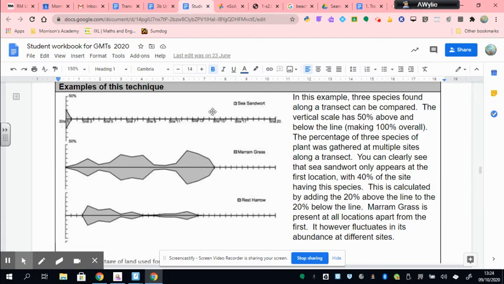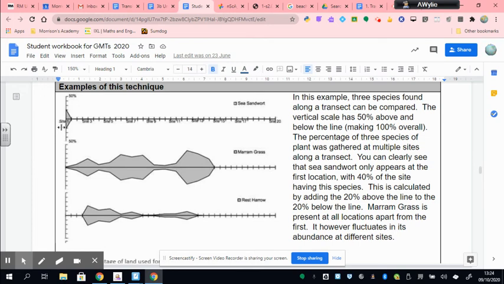And what we can see is 3 different plant species. And we can see this one called sea sandwort. And what we can see is that it only appeared at site 1. And by the time you left site 1, it went down to 0%. Now, the way the graph is actually read is it's got a plus 50% and a minus 50% scale. That's the maximum. So if it goes all the way to 50 up here, then the reverse, the negative scale, would also go down to 50. And that would tell me that it was 100%. If I think of 50, add 50, I've got 100.